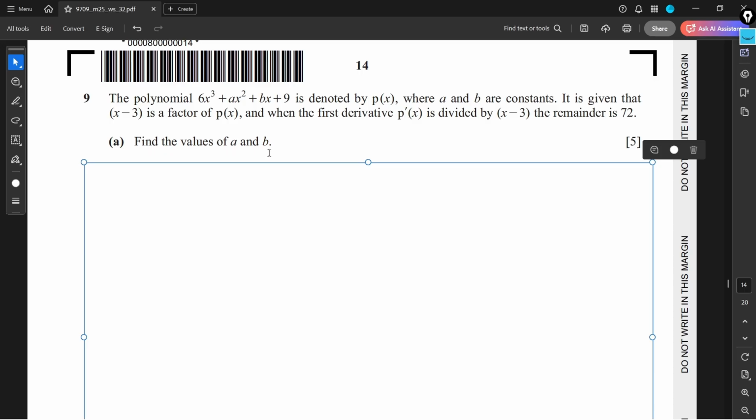What I'm going to do is use the factor theorem and the remainder theorem to solve this. The factor theorem states that if I put x equal to 3 in this polynomial, the output of this polynomial will be equal to 0.